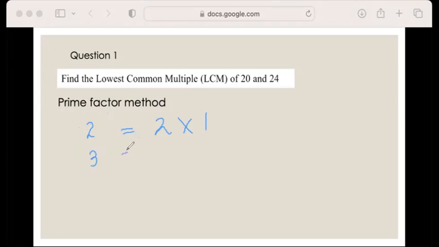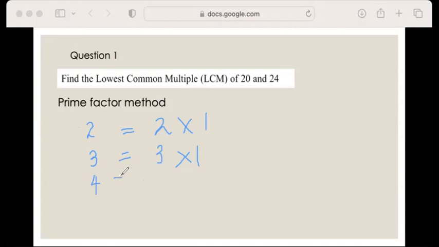How do we get 3? 3 times 1. That's all. We can't get 3 by multiplying any other numbers. So 3 divided by 3 is 1, and 3 divided by 1 is 3. So 3 is a prime number as well.